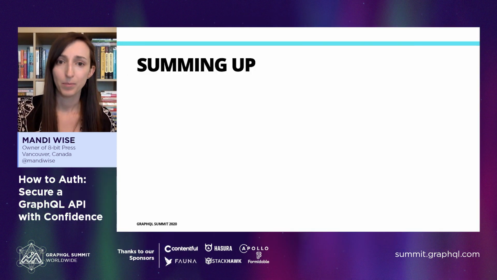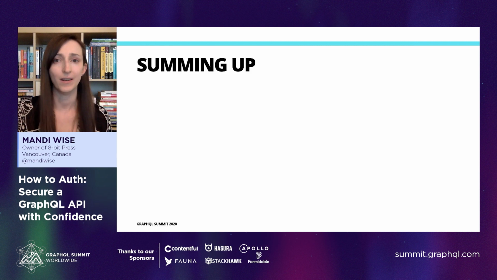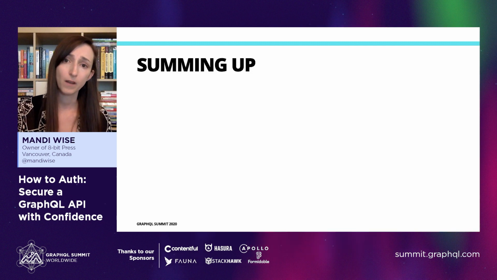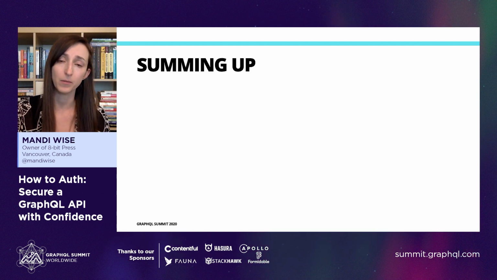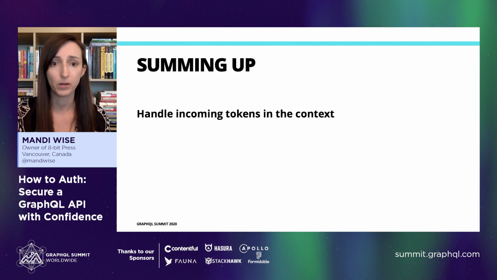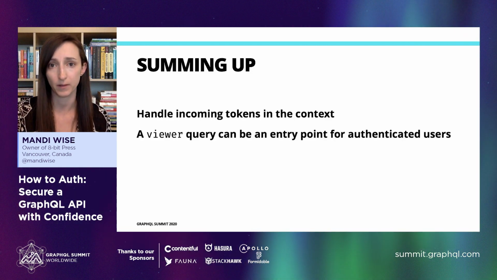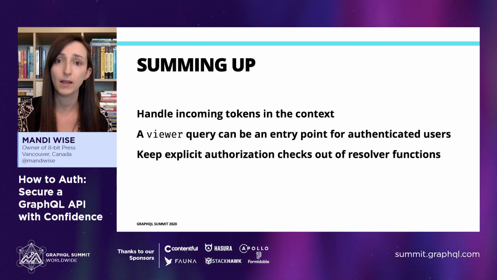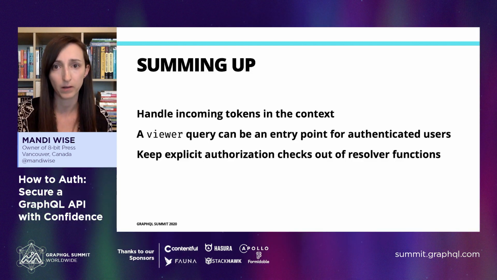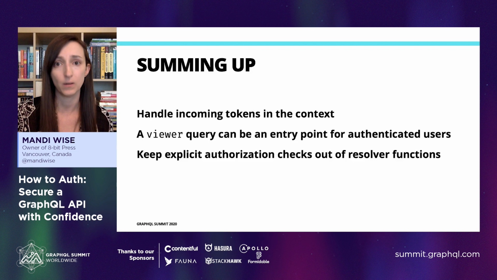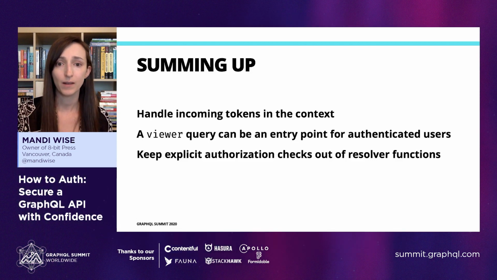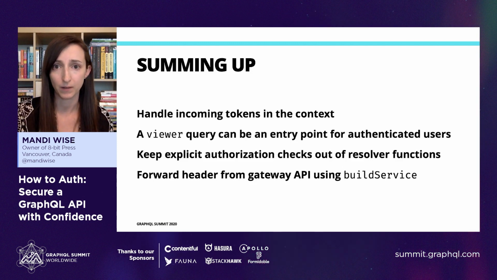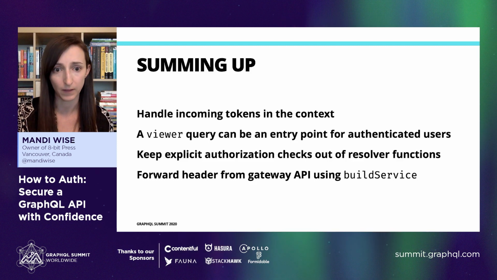Okay, so that was a bit of a whirlwind tour of handling authentication and authorization of a GraphQL API's queries using Apollo server. And specifically, we saw how we can handle incoming tokens and apply them to the Apollo server context. We also learned that a viewer query can act as an entry point for authenticated users in your API. We also saw how we can keep authorization checks directly out of resolver functions to keep this layer as thin as possible and abstract those permission checks into a middleware layer. And lastly, we got a sneak peek of how we can forward an incoming token from a gateway API onto an implementing service using the build service option in the gateway config.